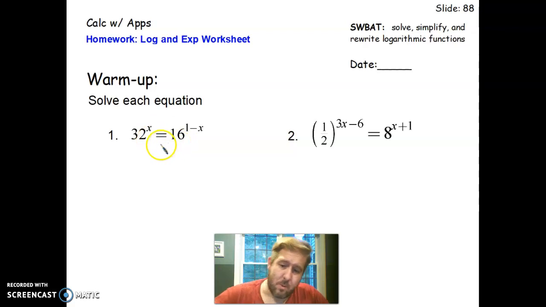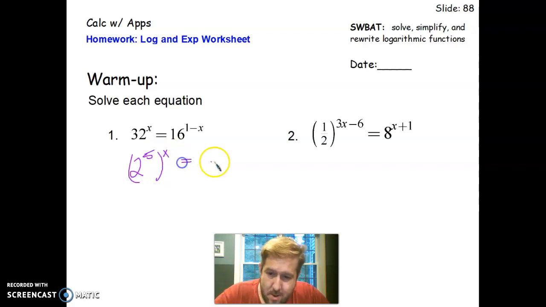This is Unit 0, day number 10, and we're going to be solving logarithmic equations. We're going to start off here with some exponentials, which is what we did in the last video. So we can make both of these base 2. 32 is really 2 to the 5th power: 2, 4, 8, 16, 32. So that's 2 to the 5th, and then raised to the x power, and 2 to the 16th is really 2 to the 4th, which is raised to the 1 minus x power.